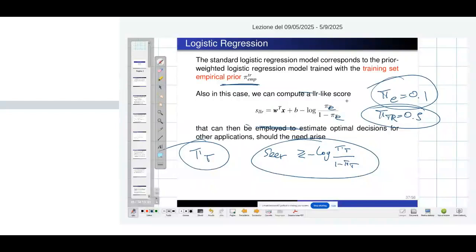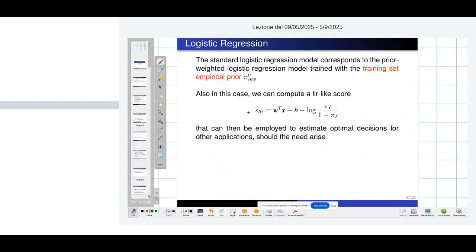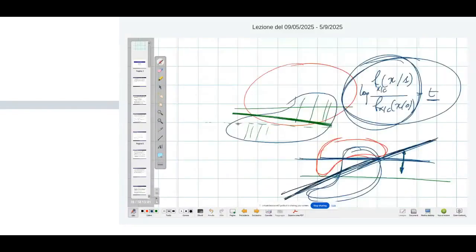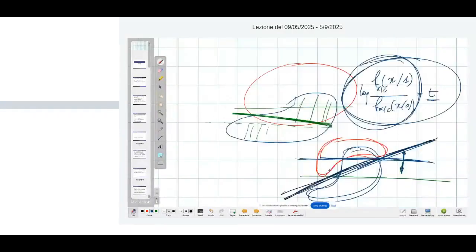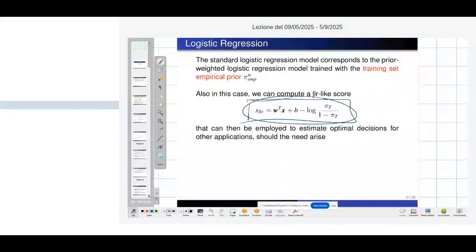Which means that I may use a prior weighted logistic regression model, even if I don't know the application prior, with something that estimates the application prior. But then, of course, when I know the application prior, I need to take the optimal decision for that application, which means that I will have to go through the compensation of the score that we just discussed.